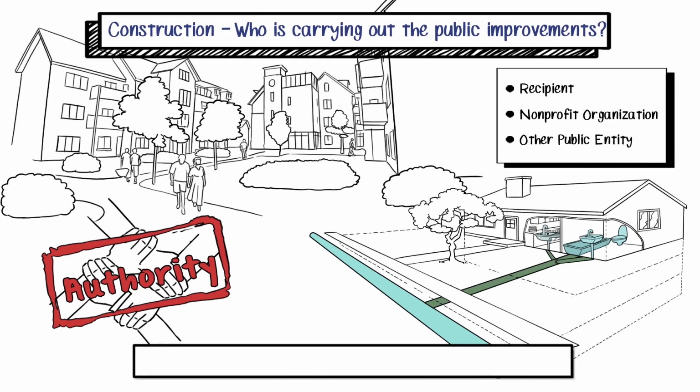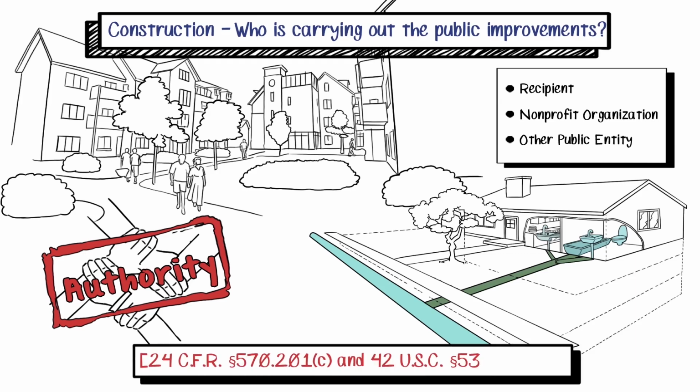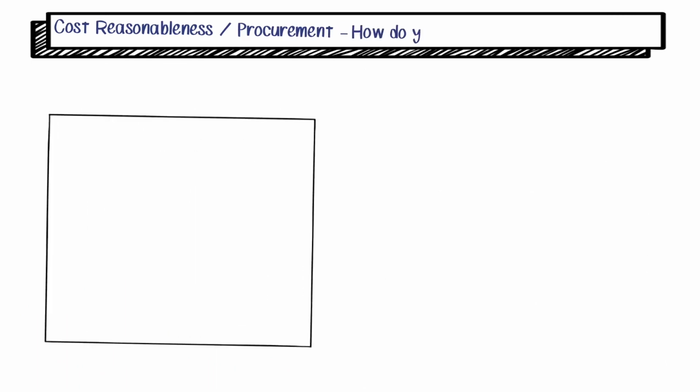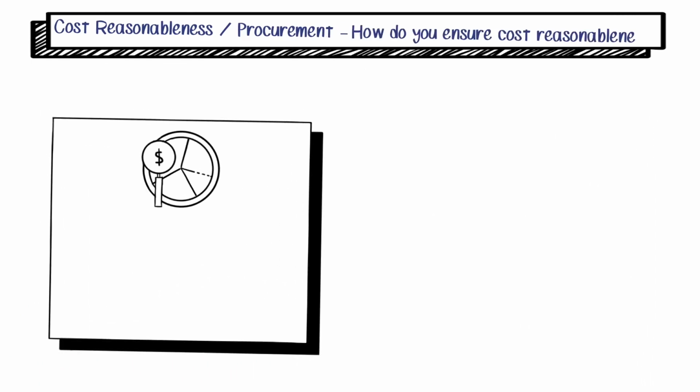If the developer is a for-profit entity, this would not be an eligible use of CDBG funds because a for-profit is not one of the types of entities that may implement a public facilities and improvements activity. The fourth implementation issue is cost reasonableness and procurement. How do you ensure cost reasonableness?